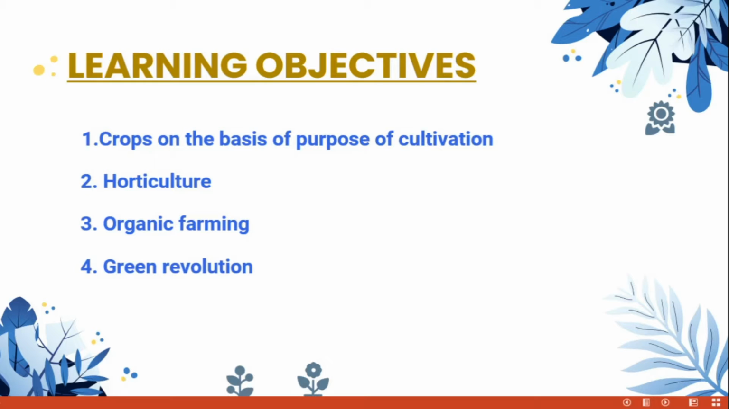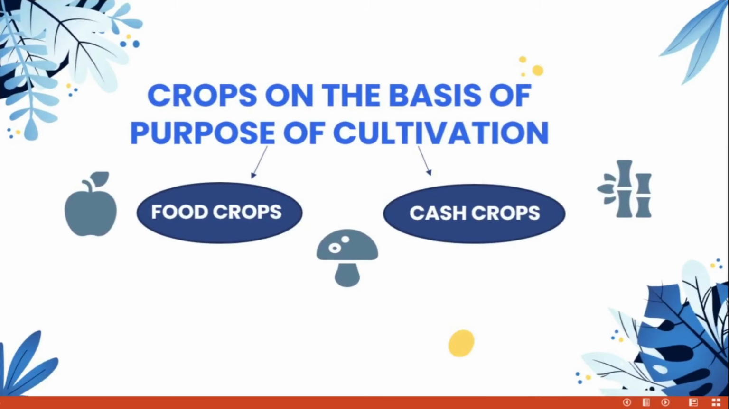In this lesson, we are going to learn about crops on the basis of purpose of cultivation, horticulture, organic farming, and green revolution. Okay, see, crops on the basis of purpose of cultivation. There are two purposes: one is food crops, and another one is cash crops.